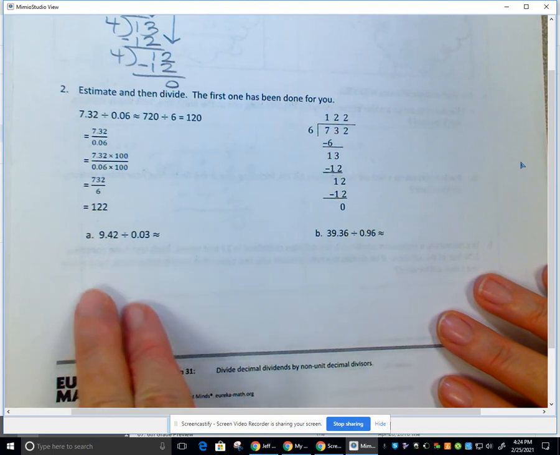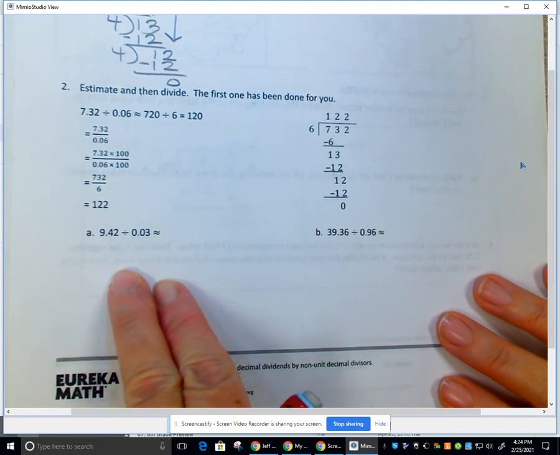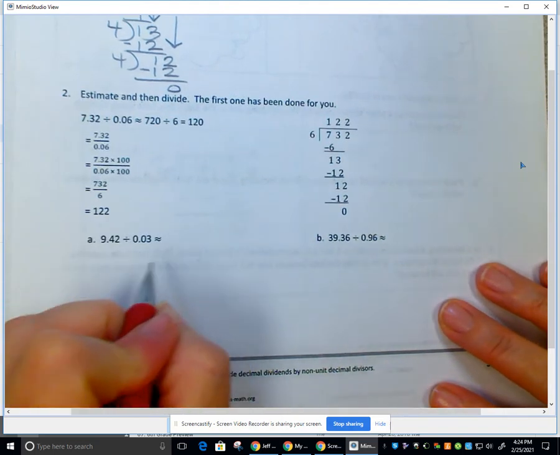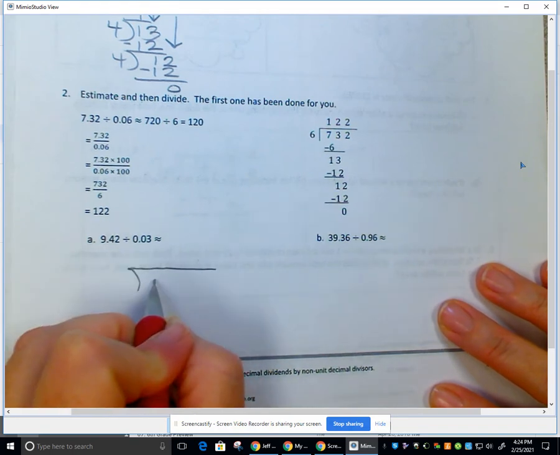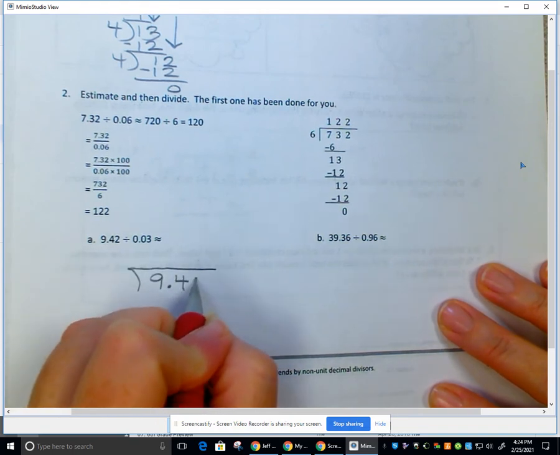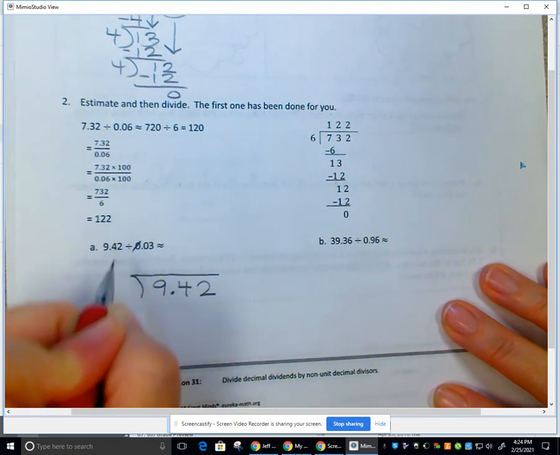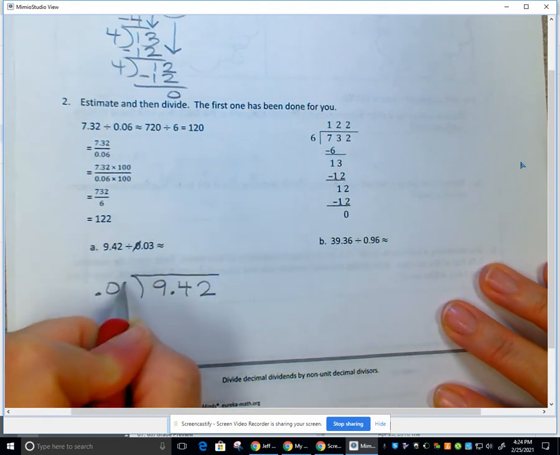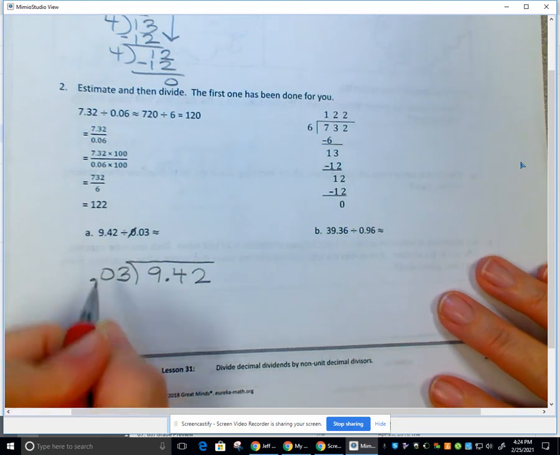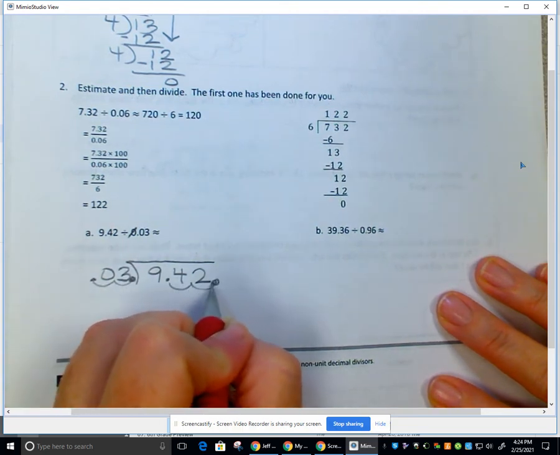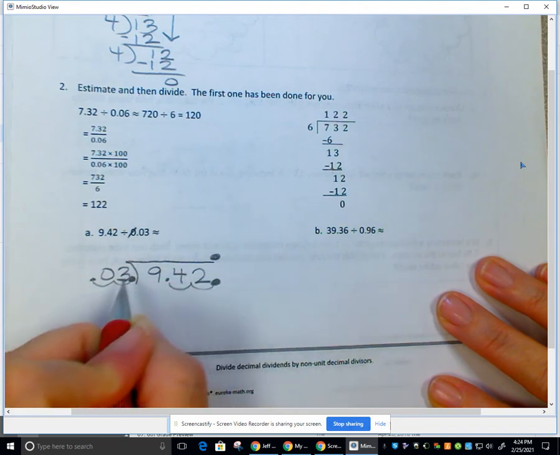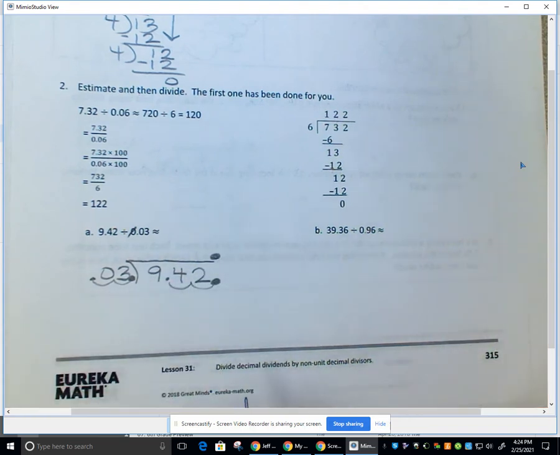We're going to look at A right here. I'm going to set it up. First number goes in. Get rid of that zero whole number. How many jumps? 1, 2. So this one jumps 1, 2. If it had 2 jumps, that means I just multiplied both numbers by 100.